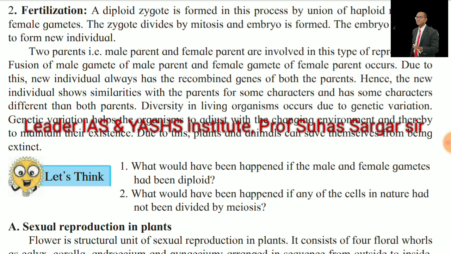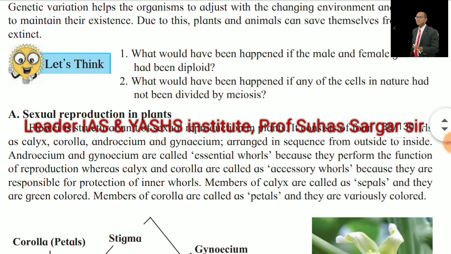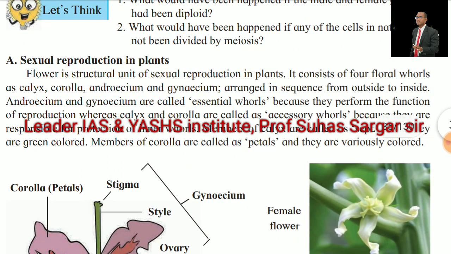What would happen if the male and female gametes had been diploid? What would have happened if any of the cells in nature had not been divided by meiosis?